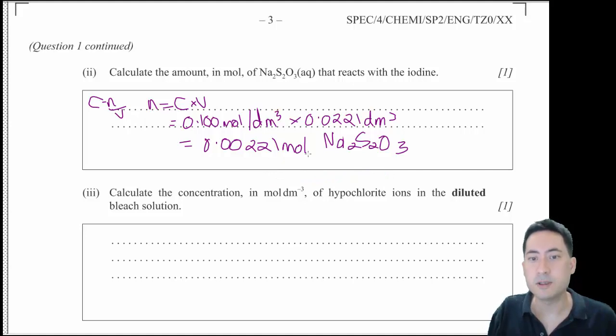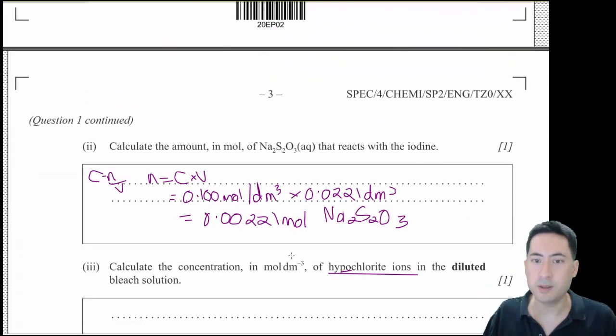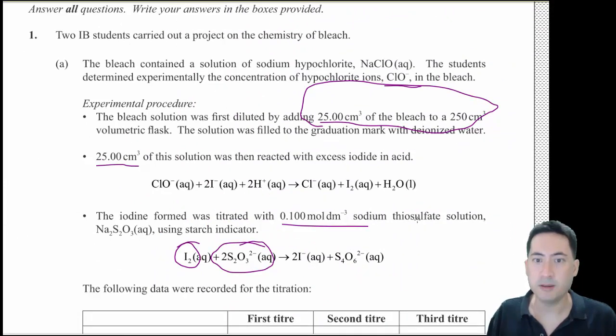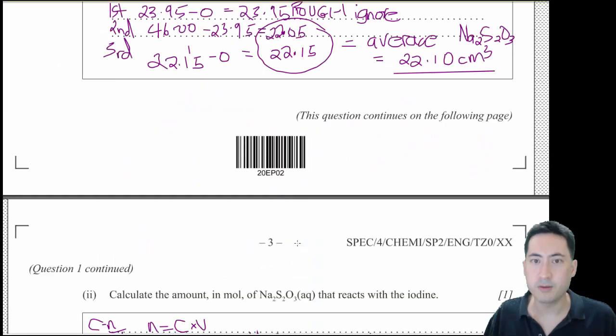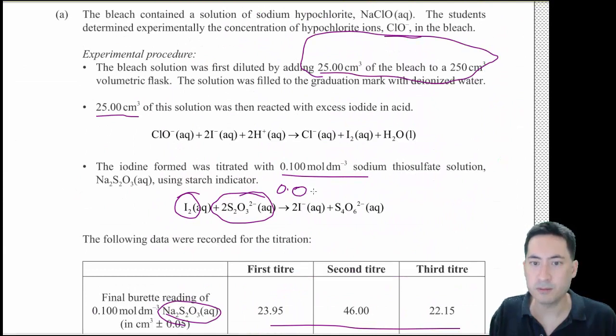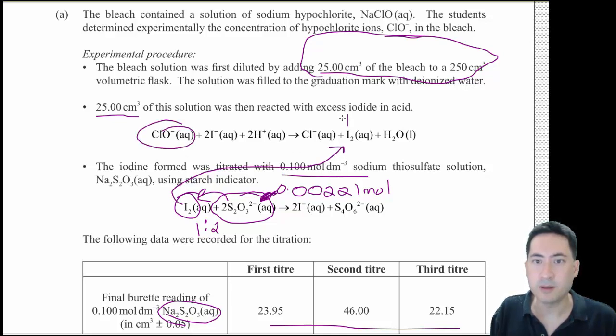Next is calculate the concentration in moles per liter of the hypochlorite ions in the diluted bleach solution. So we had this amount of moles react here in 25 mils of the bleach, out of a total of 250 centimeters cubed. Now that thiosulfate would have reacted with the iodine, and that stoichiometry is 2:1, and that iodine is going to react with hypochlorite, and that is 1:1. Okay, so that's the stoichiometry.